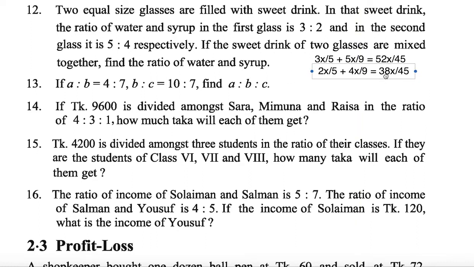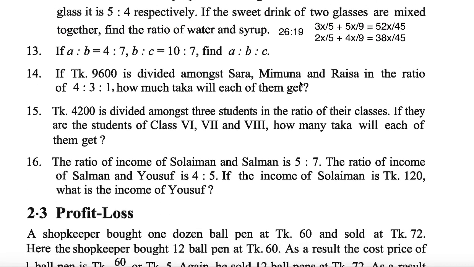Now, ratio of water and syrup in the mixed juice is nothing but 52 is to 38. Water is to syrup, 52 is to 38. Nothing but 26 is to 19. So 26 is to 19. This is the answer we are looking for.